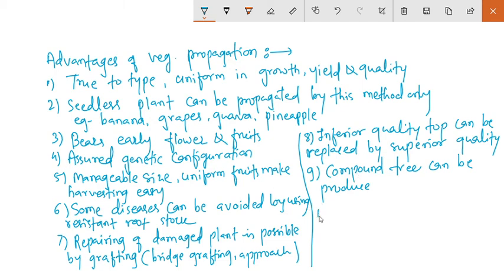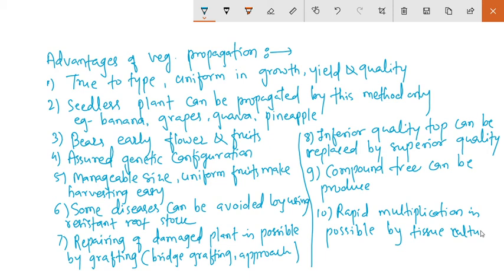Then by the micropropagation method, rapid multiplication is possible. Rapid multiplication is possible by tissue culture technique or micropropagation. Multiple propagation is possible by tissue culture method or the micropropagation technique.